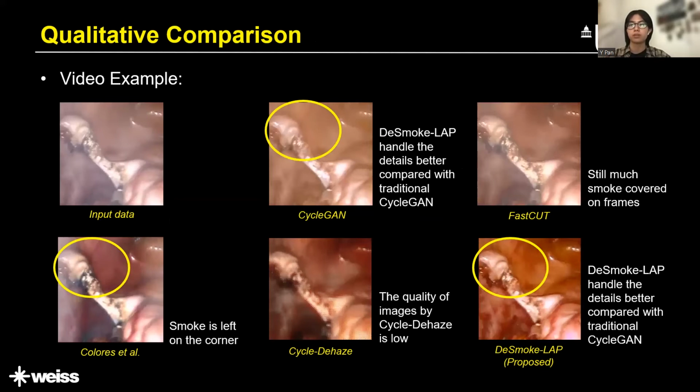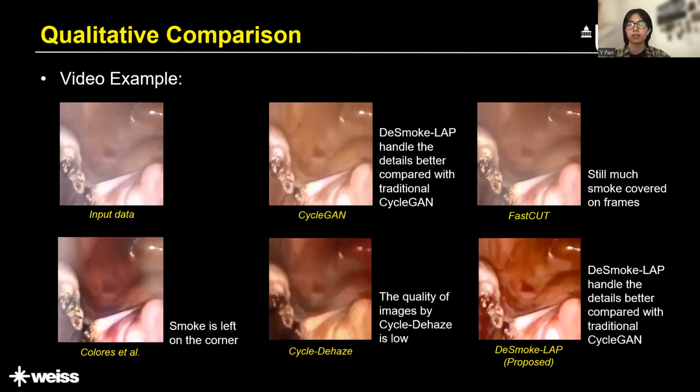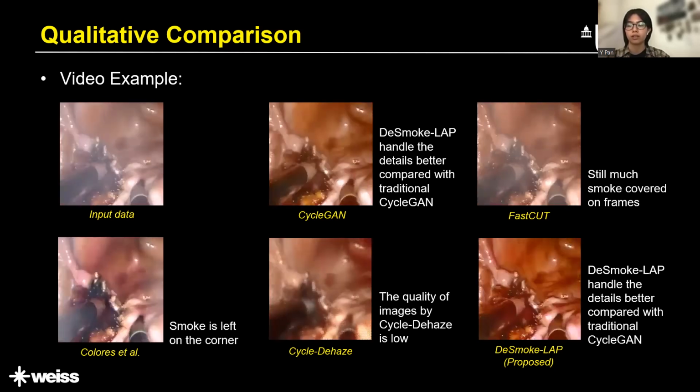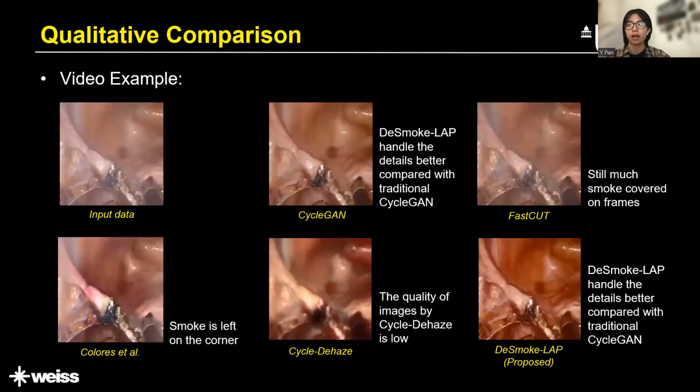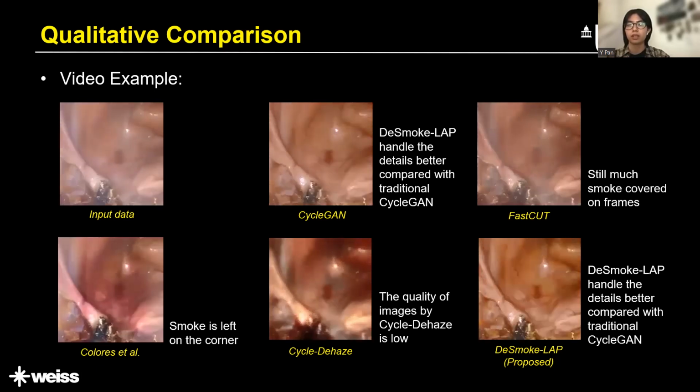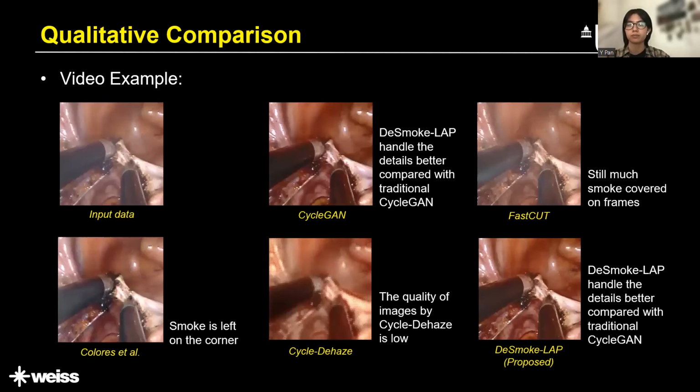We can see from the samples here that existing methods encounter issues while dealing with smoke covering the corner, and they do less well at maintaining details and the quality of the data. Therefore, we expect that our method presents better achievement in visualization.